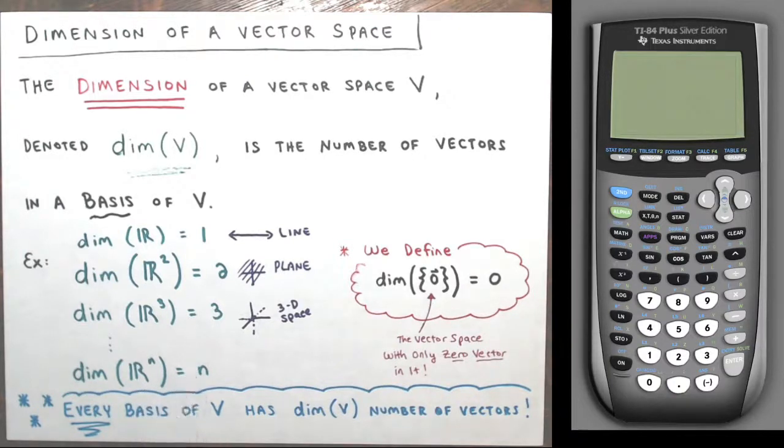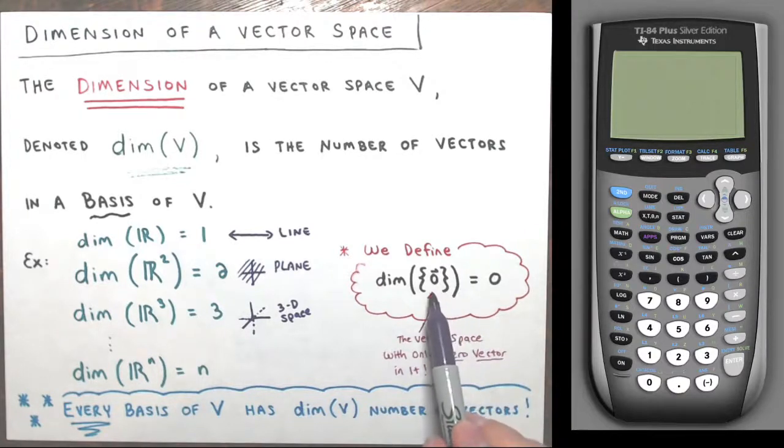All right, now something important to note: the dimension of a set with just the 0 vector. Remember, that was a vector space. The set with just the 0 vector is non-empty. It's got the 0 vector in it. It's closed under addition: 0 plus 0 is 0. It's closed under scalar multiplication: you multiply the 0 vector by any scalar, it's still the 0 vector, and it also satisfies the 8 other vector space axioms.